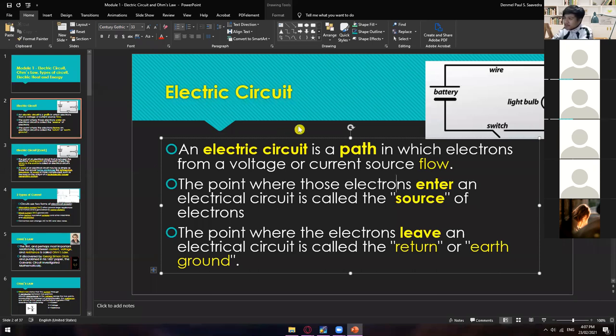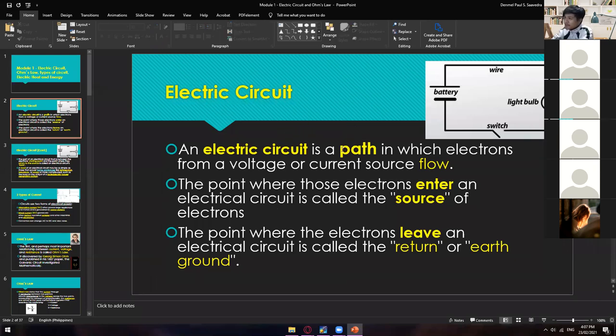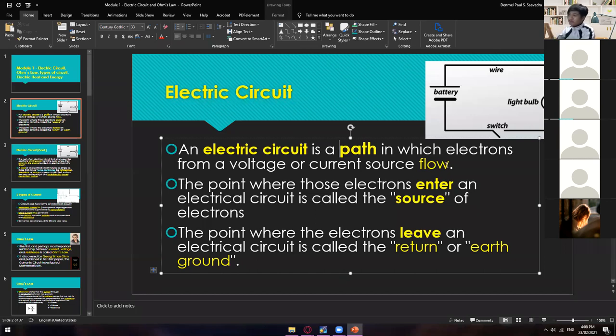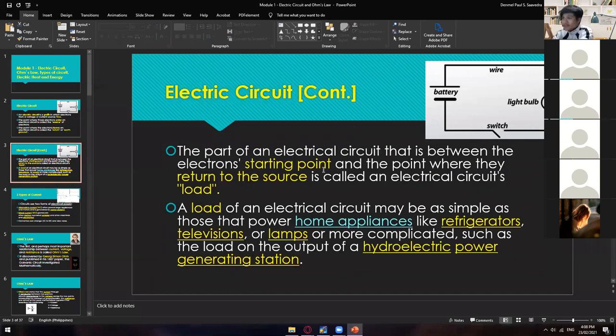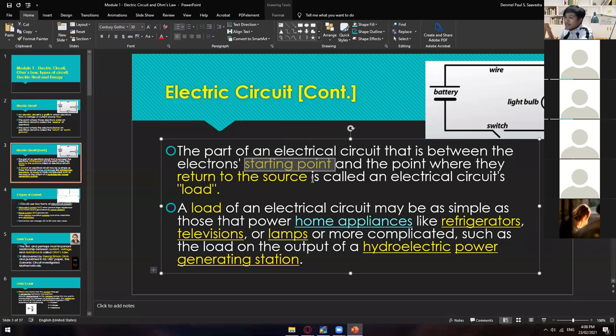Yes, sir. All right, so again, when I say electric circuit, it must be a closed path. There must be a flow of electrons. All right, so let's move on to the next slide. The part of an electrical circuit that is between the electrons' starting point and the point where they return to the source is called an electrical circuit node.